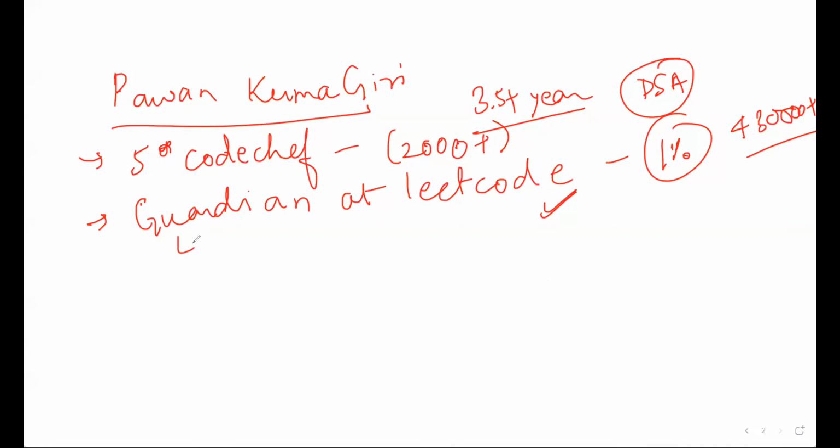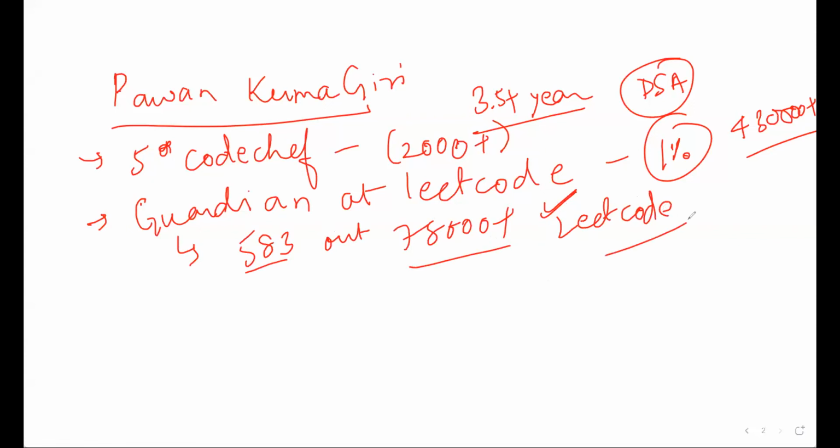Coming to All India rank, my All India rank is currently 583 on the leaderboard out of 78,000 plus participants and students on LeetCode. You might have heard about this LeetCode thing. I have solved 3,500 plus DSA and competitive programming problems in these years.